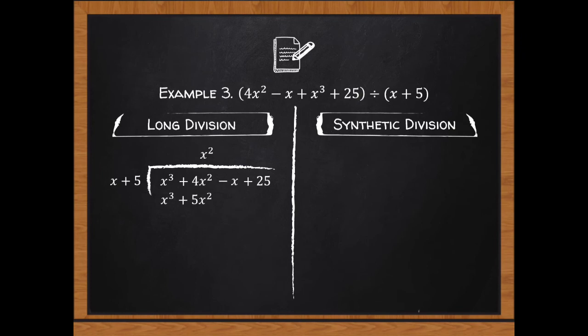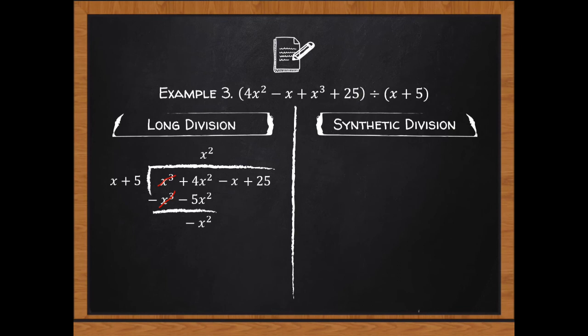After multiplying, subtract na natin. But then, to perform subtraction, change natin ang mga sign dito. So, that is negative and negative na. So, x cubed minus x squared is 0. So, we can cancel this. 4x squared minus 5x. Ang matitira po ay negative x squared.